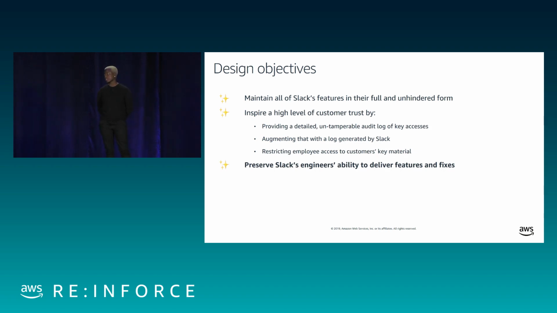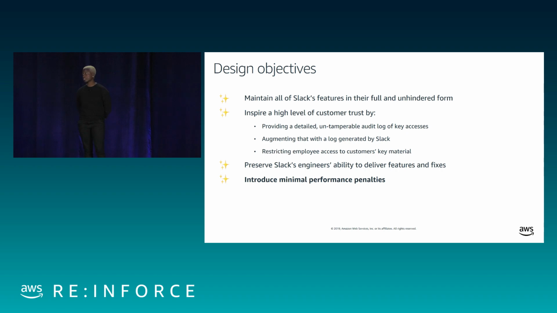Another objective was to make sure that Slack engineers could still build new features and deliver bug fixes. It's one thing to have Slack just as Slack, but if you want your Slack with EKM to still get all the newest and latest and greatest features, we want to make sure we can make that a reality for our customers. And lastly, we want to introduce minimal performance penalties. Customers and users that are using Slack with EKM shouldn't really know that there's Slack EKM there.